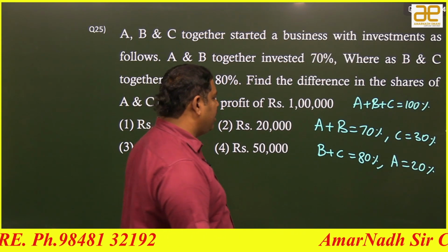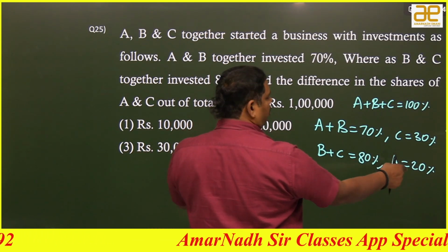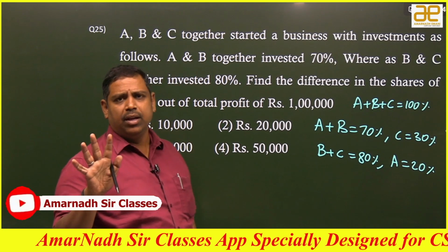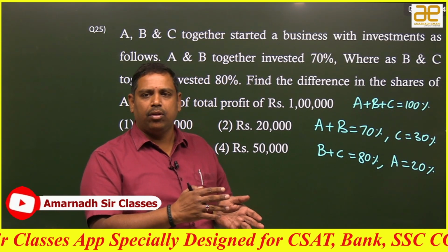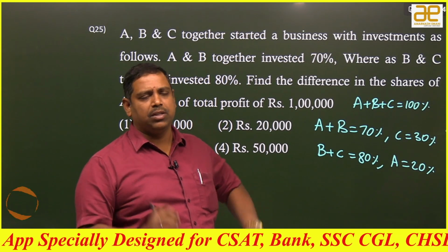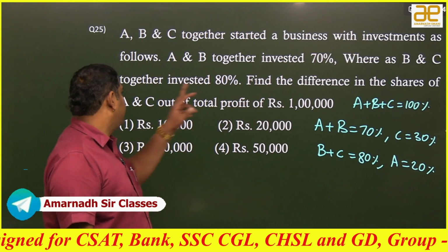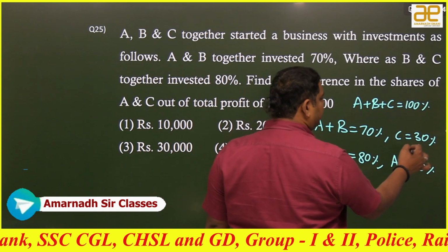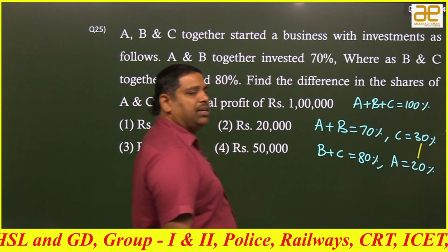Now observe a small point here. Okay, A and B 70%. So already A share is 20, C share is 30. Means A and C together is 50. Even if you want B's, the remaining 50 is B's. Right or wrong? B's investment is how much? 50%. But the question is not about B, sir. He is asking about the difference in the shares of A and C. Okay, difference in the shares of A and C means how much is the difference? Can I say 10%? 10% is the difference.